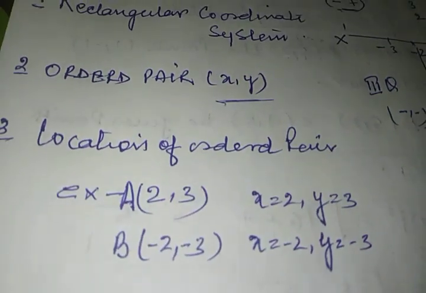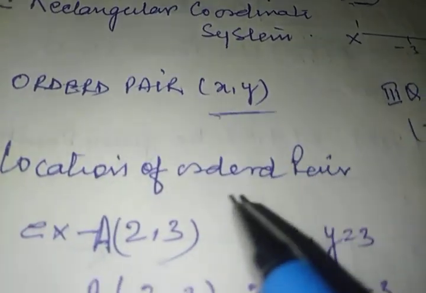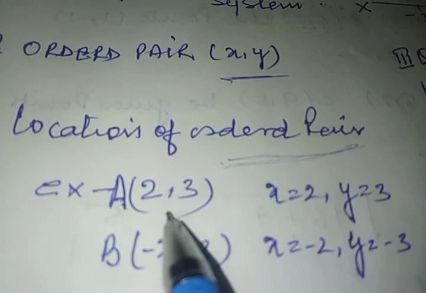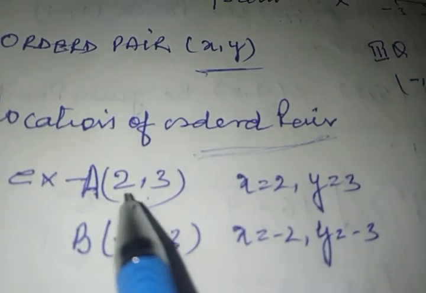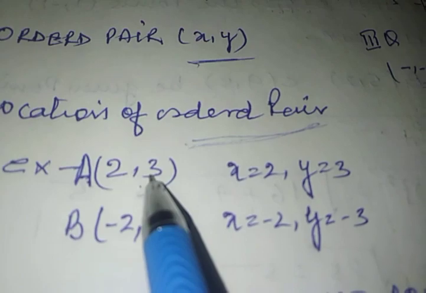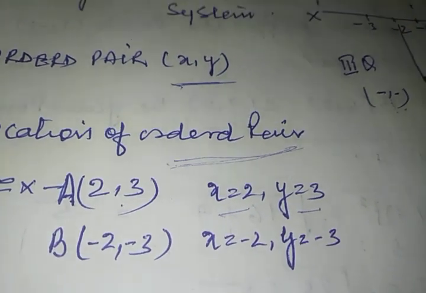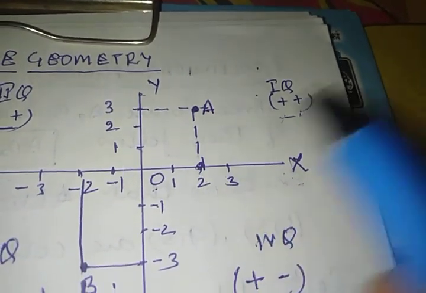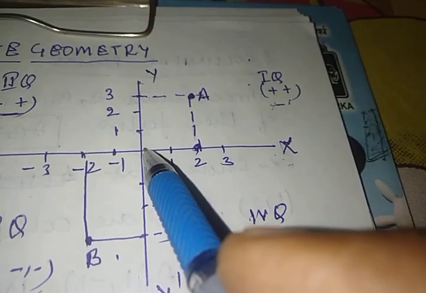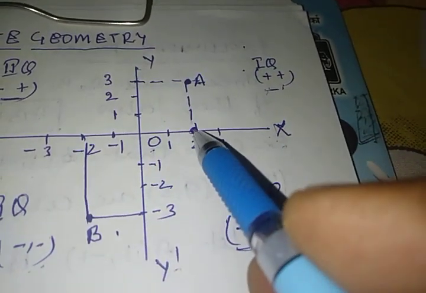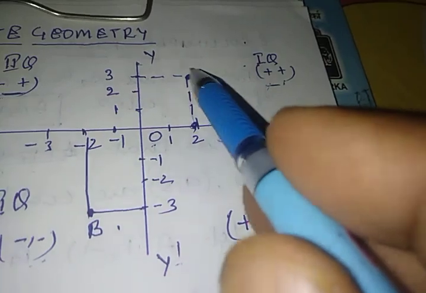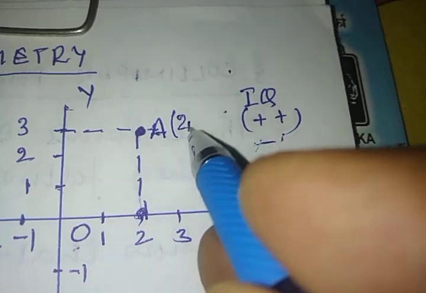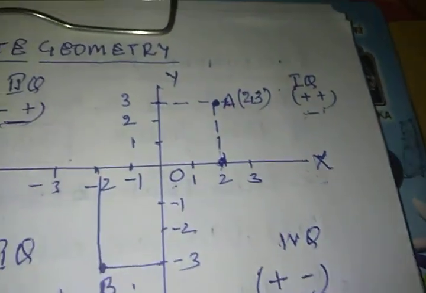Now you know the ordered pair. Now the location of an ordered pair: how will you locate the point? For example, A(2, 3) you have to locate. Both are plus, plus, so this will go in the first quadrant. x will be 2, y will be 3. First we count 2 on x, then we count 3 on y. From x you draw a line, from y you draw a line, they meet here. So this is your point (2, 3).